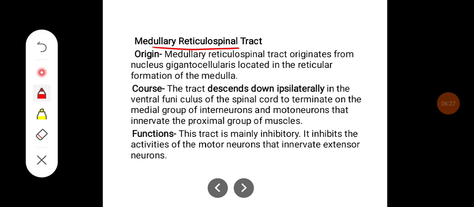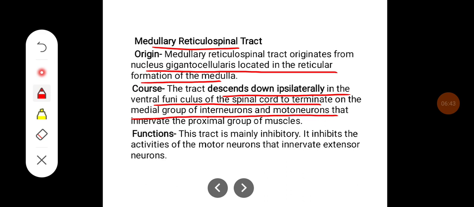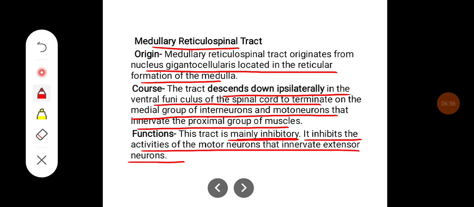Medullary reticulospinal tracts. These originate from the nucleus gigantocellularis located in the reticular formation, and these tracts descend ipsilaterally in the ventral funiculus of the spinal cord and terminate on the medial group of interneurons and motor neurons that innervate the proximal group of muscles. Their function is mainly inhibitory, in that they inhibit the activity of the motor neurons that innervate the extensor muscles.